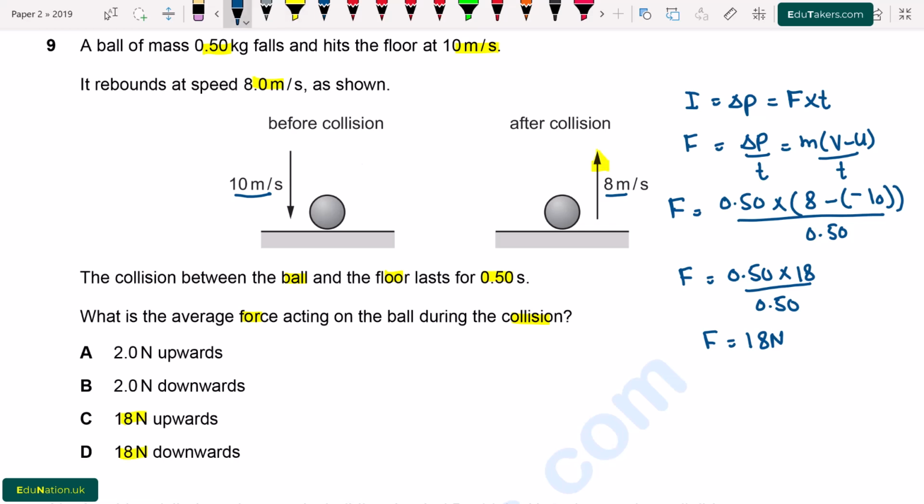So the magnitude of force is equal to 18 Newton, but we also have to find out in which direction the force acts. So the direction of force will be same as that of the direction of momentum, and the direction of momentum is towards the direction of velocity. So after the collision, the velocity is upward, due to which the force is also acting in upward direction. The option C is correct.